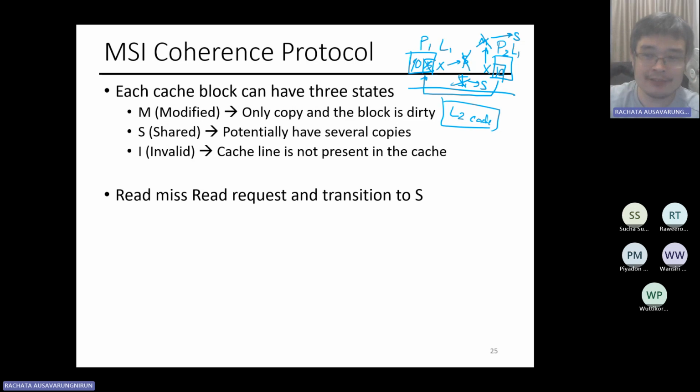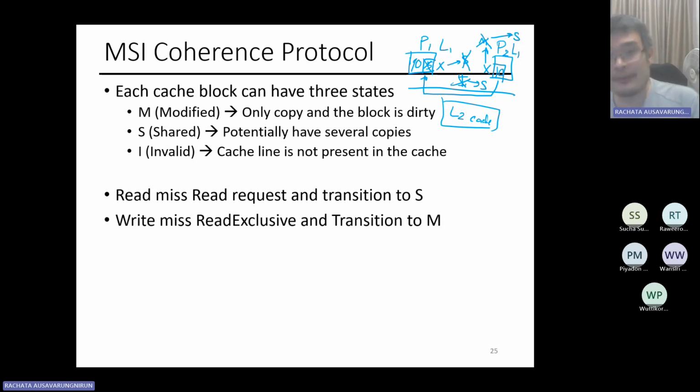When I have a read miss, I send the request and I transition to share because I just read the data. I now know that I'll be in the share state. If I have a write miss, I will write the data because I'm the only one with a copy. I transition to M.